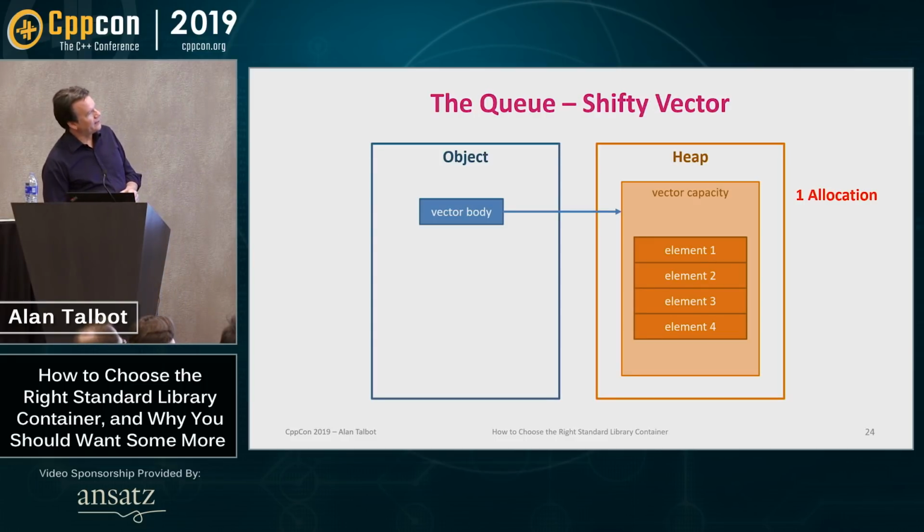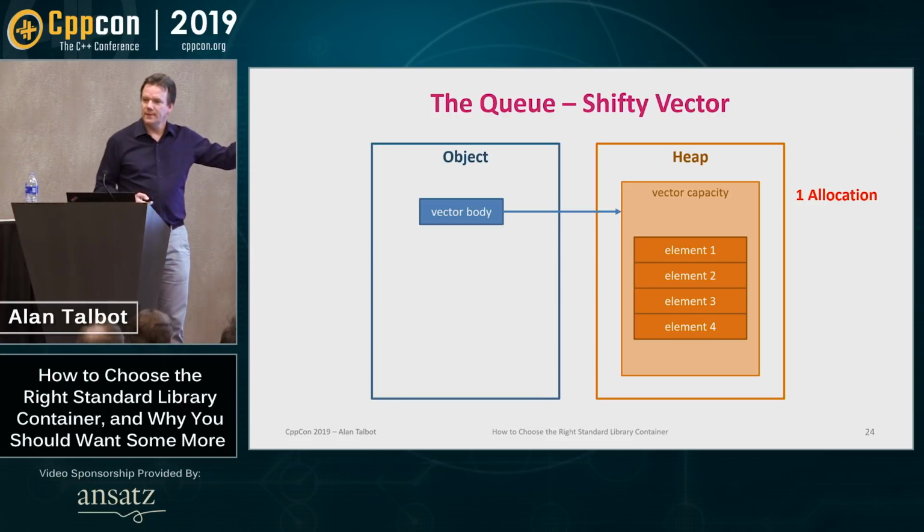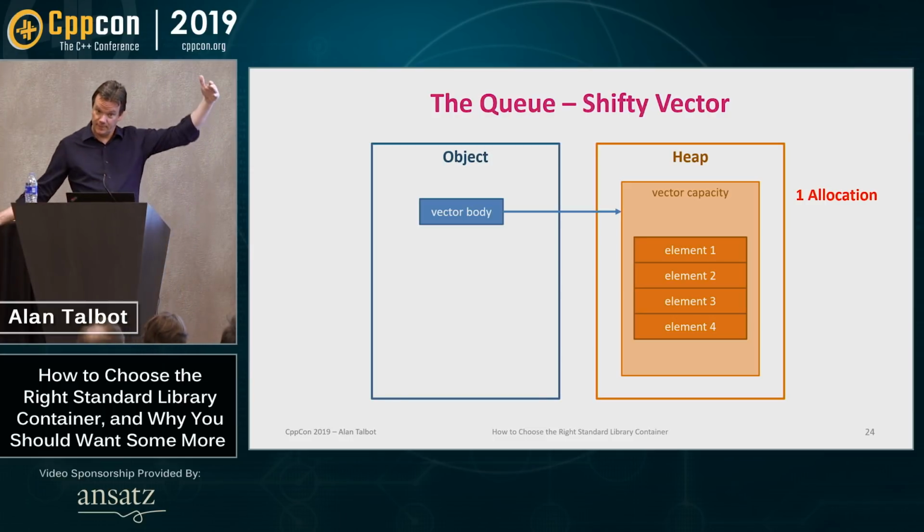It's called the Shifty Vector. So, how does this work? It's a vector. It's just like a vector, but the elements are in the middle of the space, of the capacity. And it can grow in either direction.